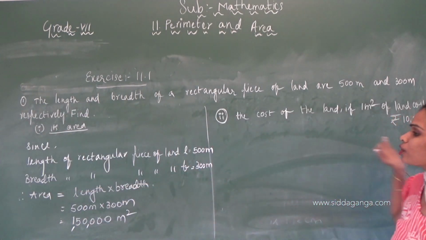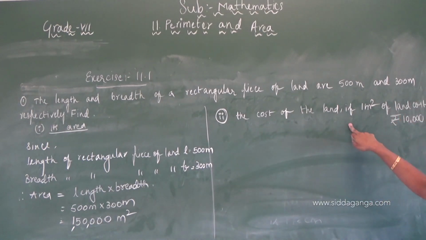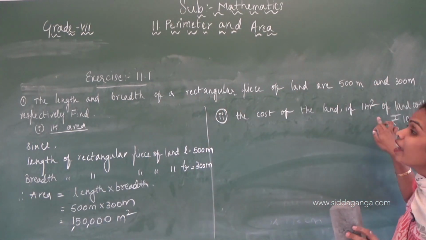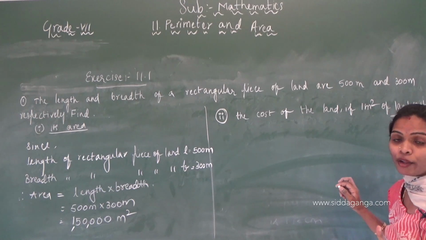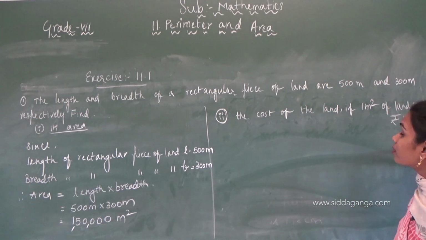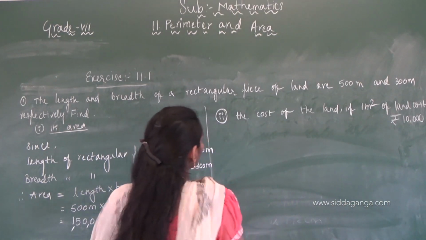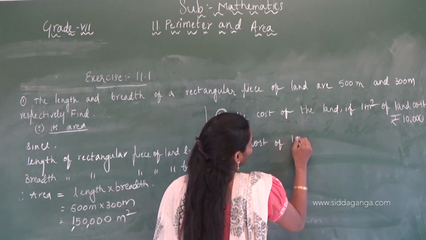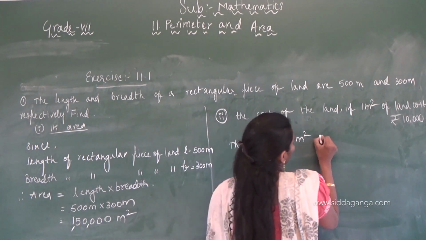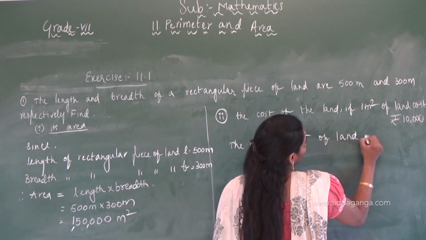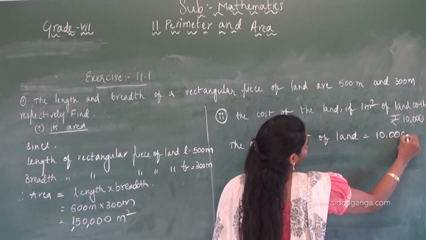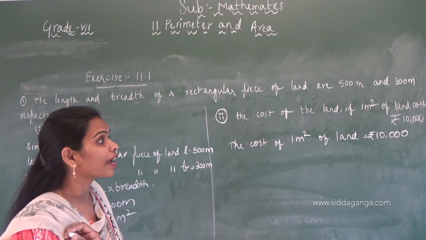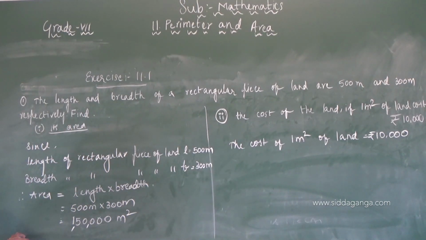Okay. Here in the second question, what are they asking? The cost of the land. They are asking us to find the cost of the rectangular piece of land. If 1 square meter value is rupees 10,000, you have to write: the cost of 1 square meter of land equals 10,000. What we have to find is the cost of the area.